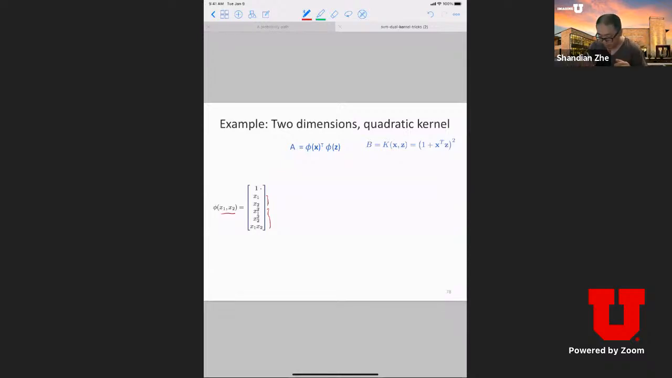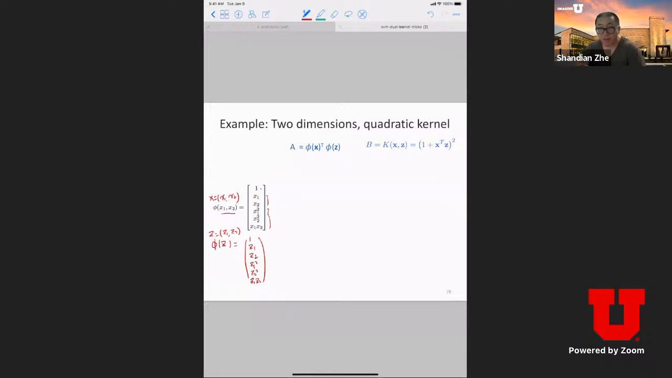So for convenience, I'm going to write down phi of z. Z, by the way, I mean to write it clearly: z is z1, z2, and x is x1, x2. So phi of z will be, I just replace x by z: 1, z1, z2, these degree 1 terms, and degree 2 terms z1 square, z2 square, and z1 z2. So now let us just manually calculate A.